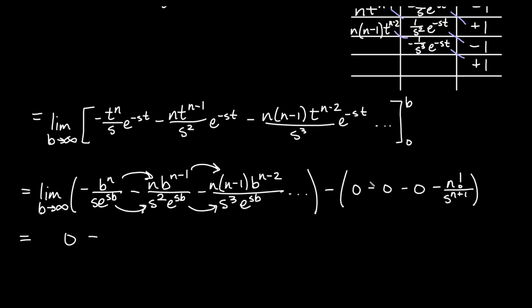We get minus, and the only thing that's non-zero in the second group here is this negative n factorial over s to the n plus 1. And minus negative, of course, means we get positive, so we get n factorial over s to the n plus 1. And that is our formula for the Laplace transform of any positive integer power of t.